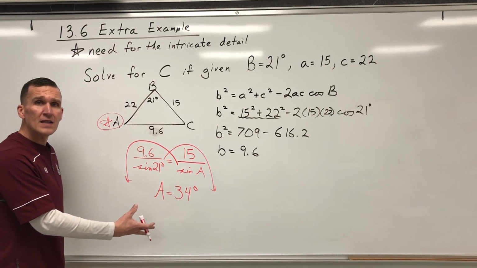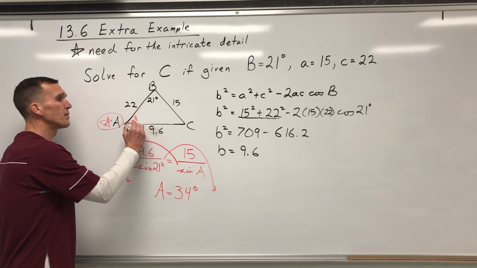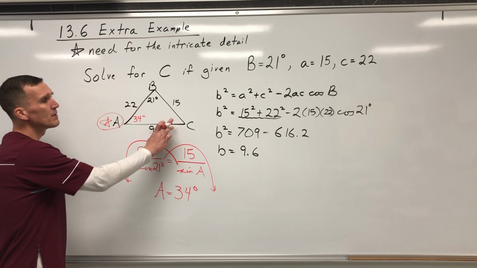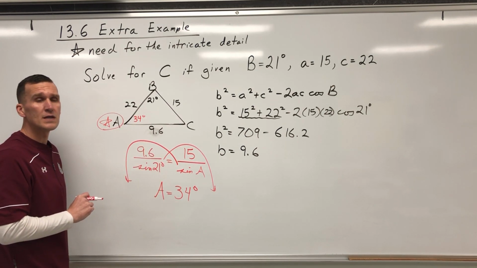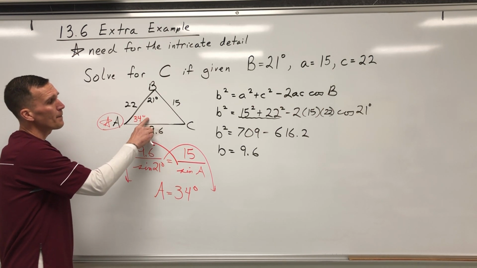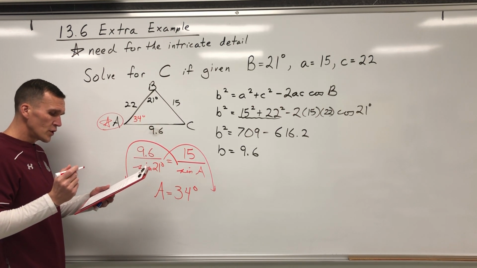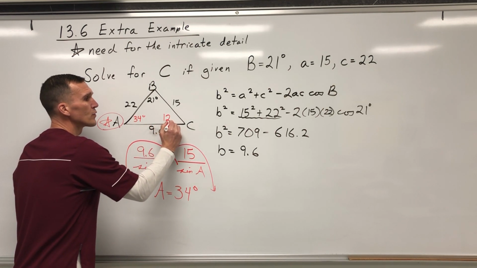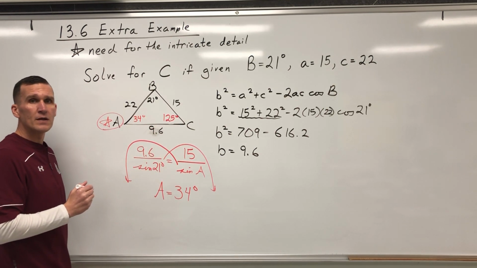Now I know that's not the answer we wanted, but if I put it up in the triangle, it'd be very easy to solve for angle C. The interior angles are 180. So if you take 180 minus these two angles, you would get 125 degrees for angle C.